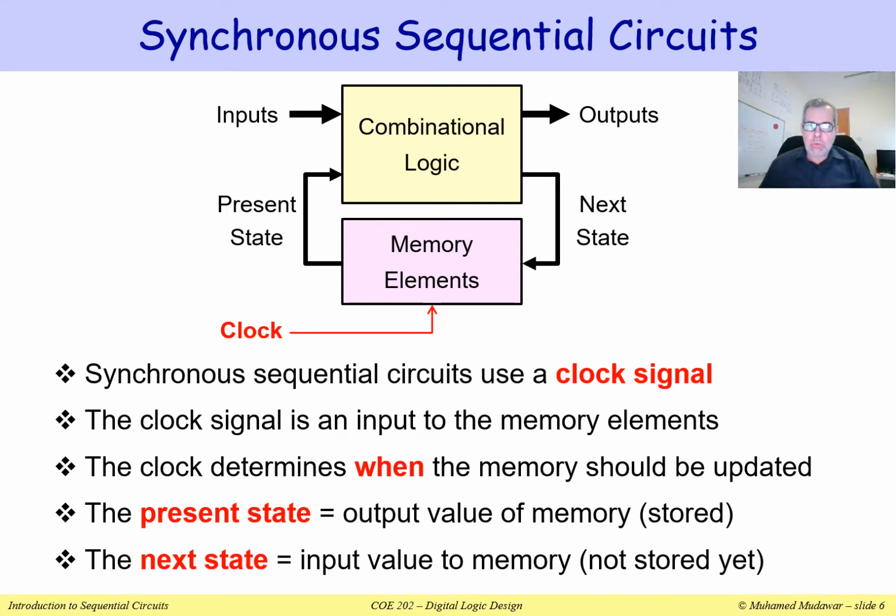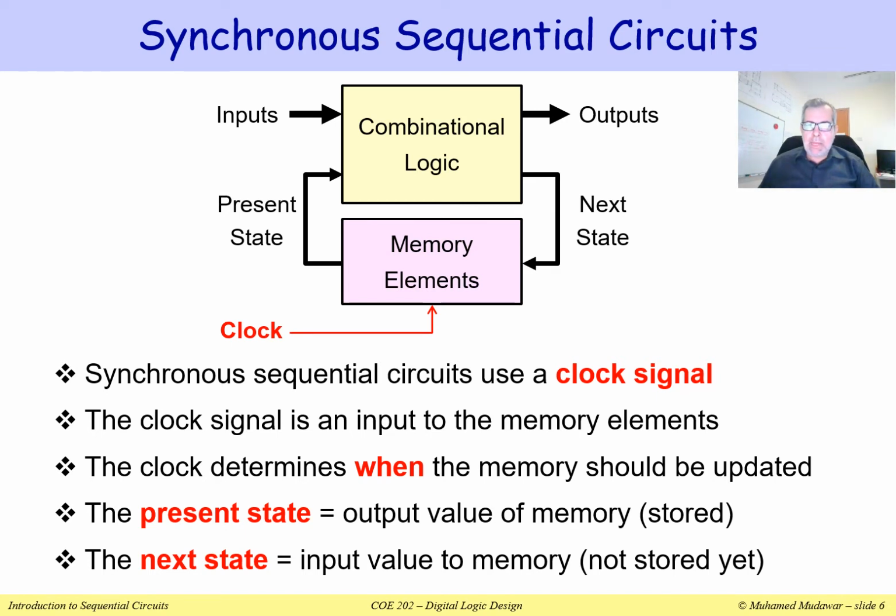This is what we are storing inside the memory element. It appears at the output. The next state is the input to the memory elements. So this is the value that we are going to store. It's not really stored yet. We are going to store it. This is controlled by the clock. So during the next clock cycle, we are going to store the next state inside the memory elements.